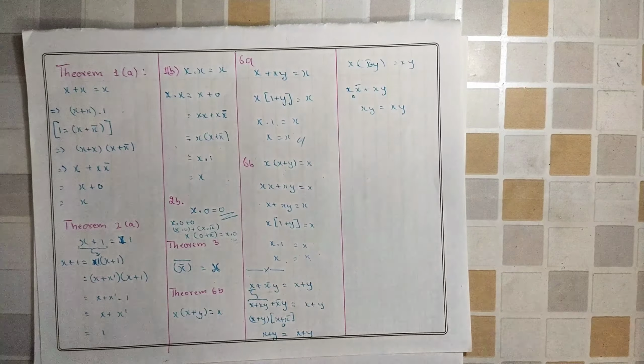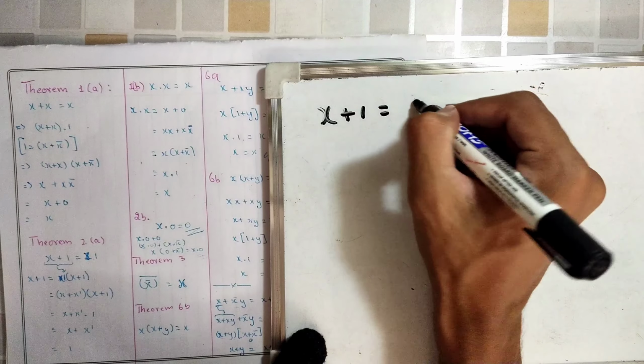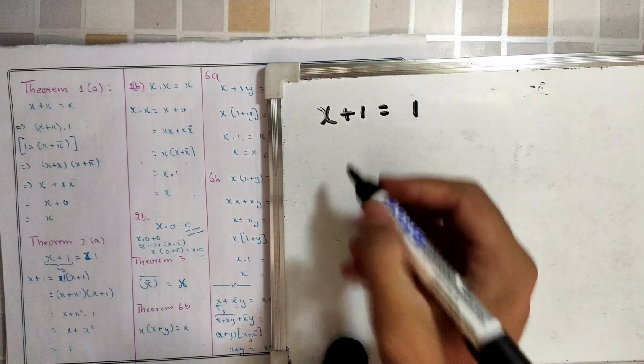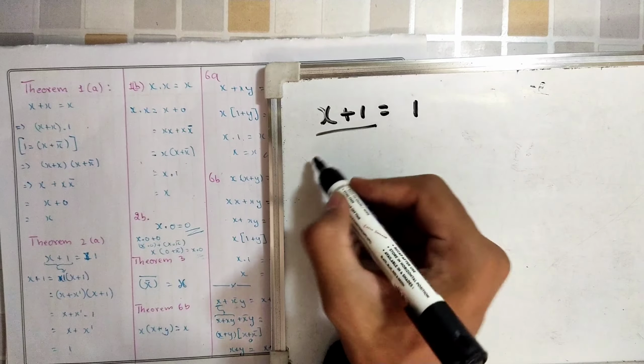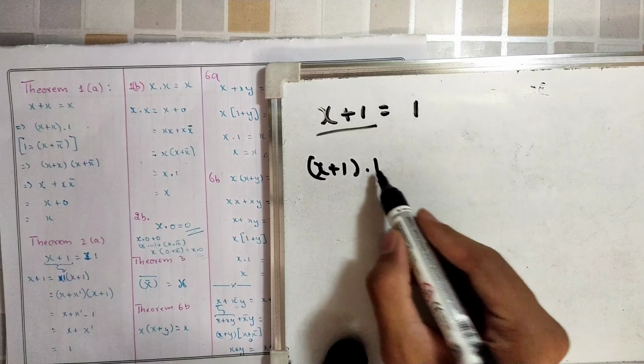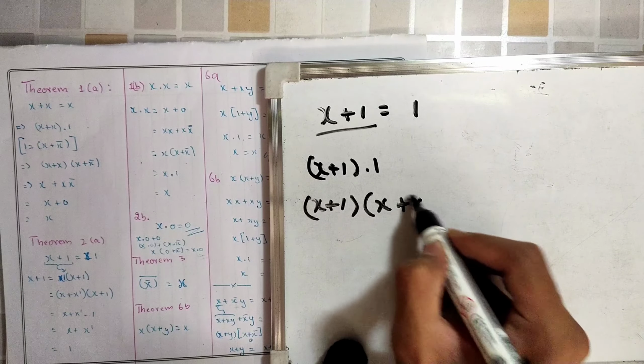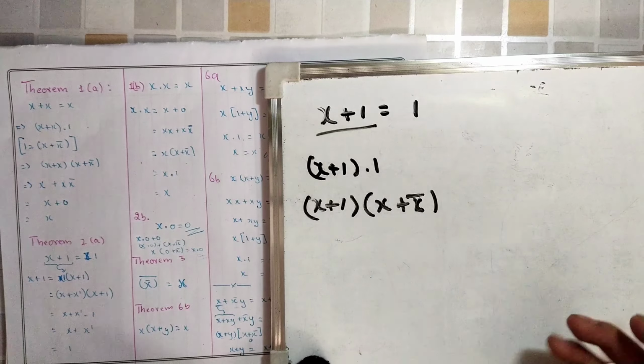So moving on to the next theorem. Here, you have x plus 1 is equal to 1. So again we have to multiply 1 on this side. So x plus 1 into 1. So again what is the value of 1? So x plus 1 as it is. So it is x plus x bar again. Then just multiply here.